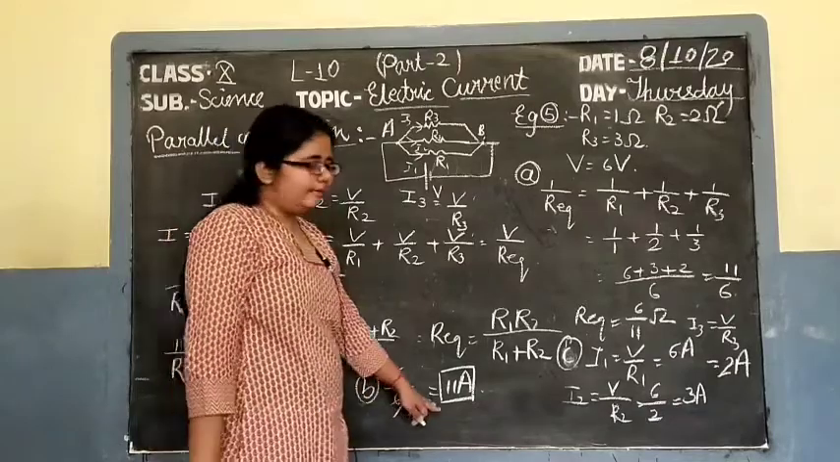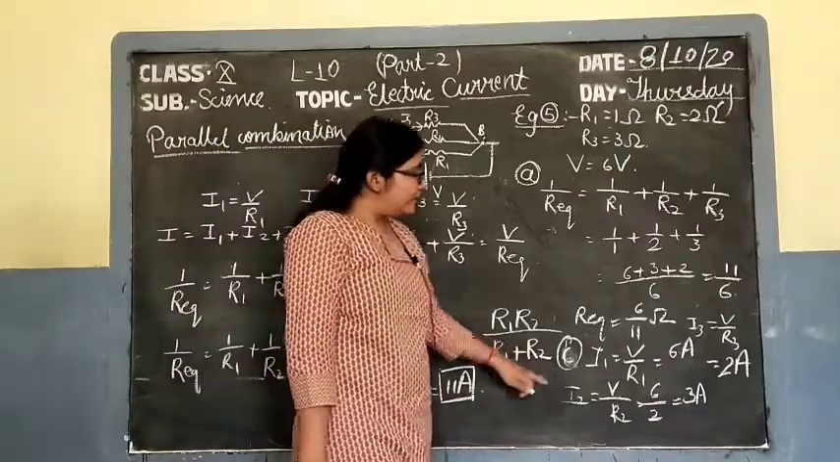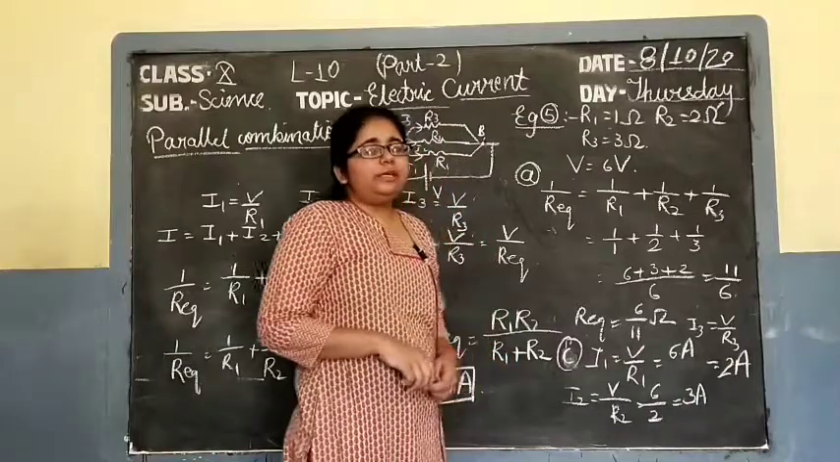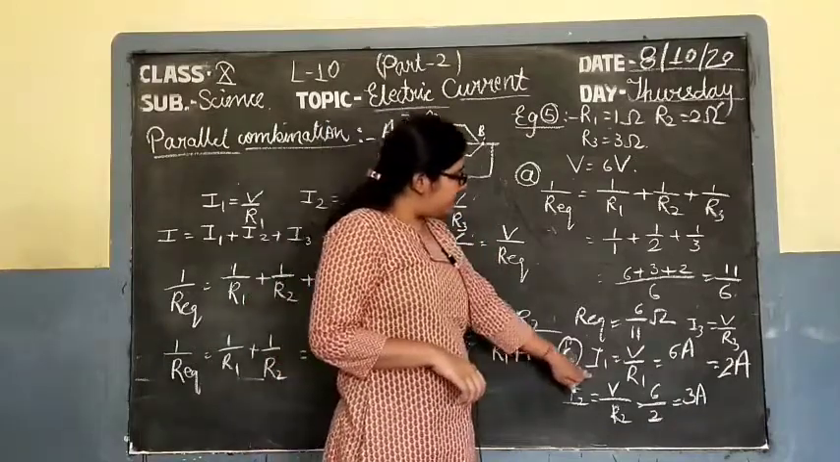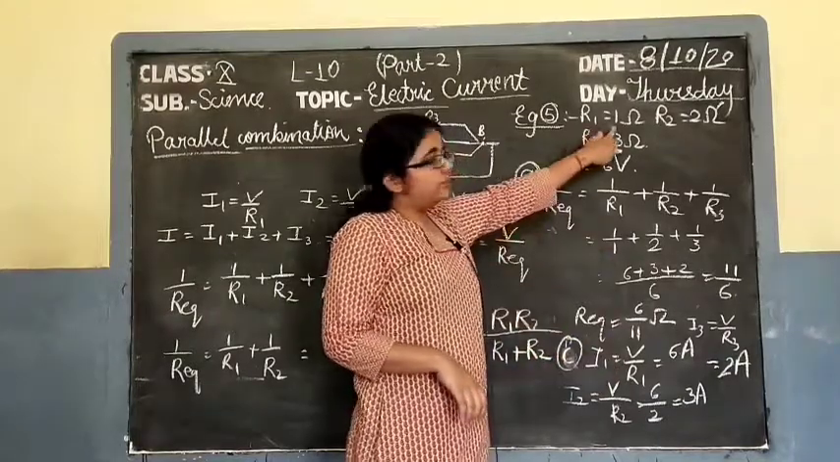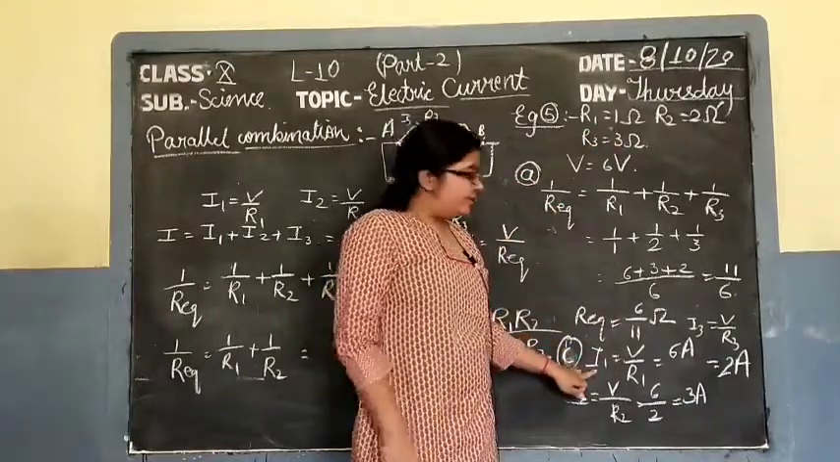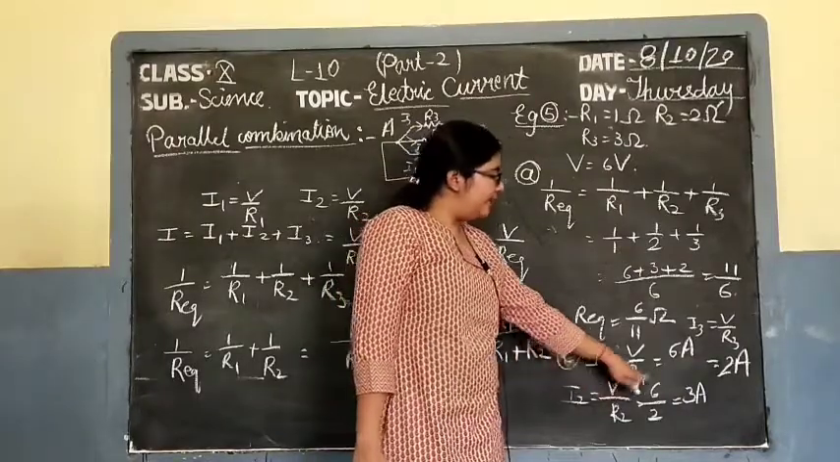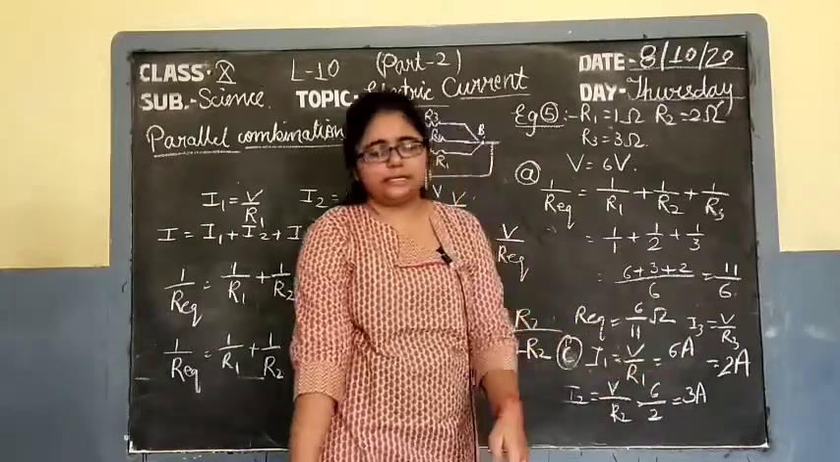Then the current will be 11 ampere. Then in part C you have to calculate the value of the current in every resistance. So first of all, for I1 you will have to take the value of R1, that is 1 ohm. So I1 is equal to V by R1, and V is 6 volt, R1 is 1 ohm, then you will get I1 is equal to 6 ampere.